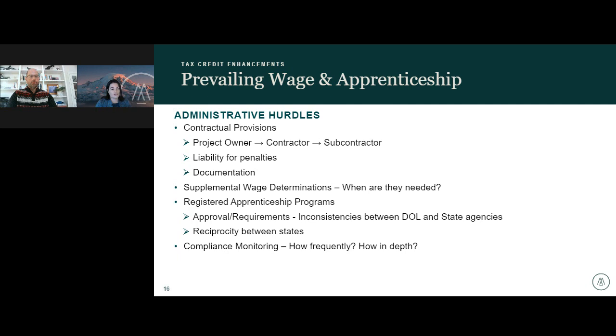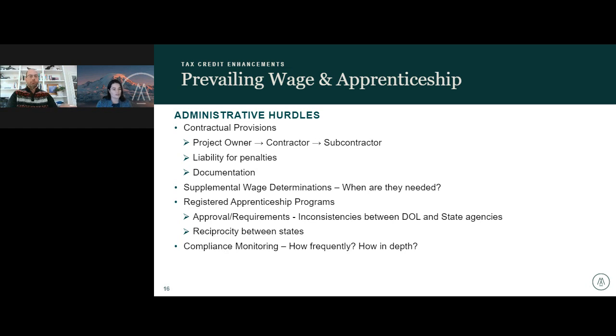And so determining when you need a supplemental wage determination, this is where you go to the Department of Labor, you describe the activity being performed, you offer them what you feel is a reasonable wage rate to receive for that, and then they agree or they offer you their own determination as to reasonable wage rate. So when to seek those.